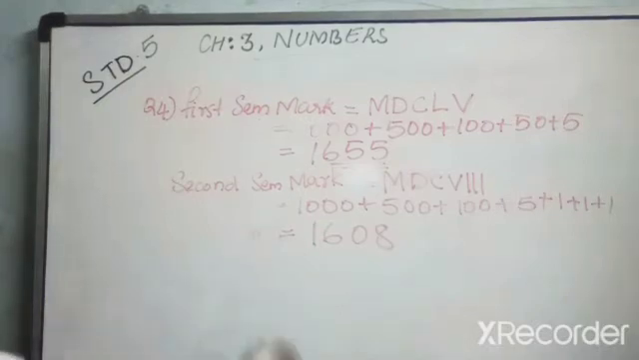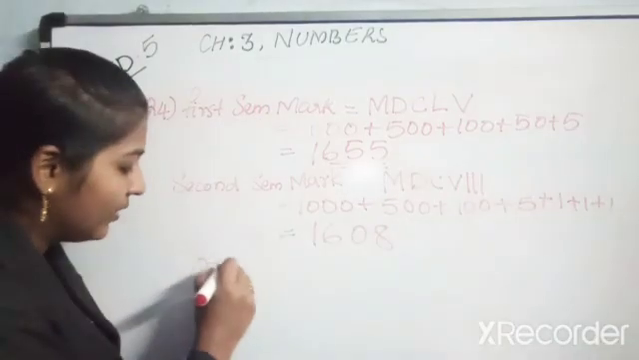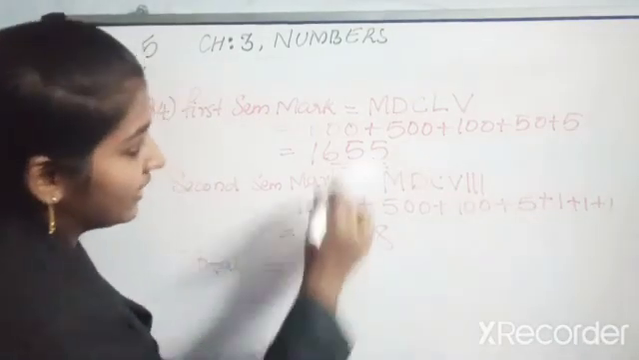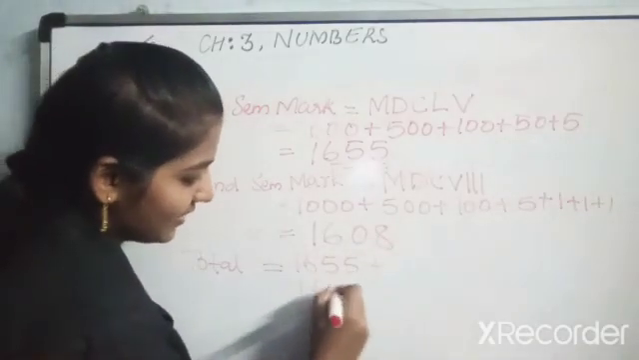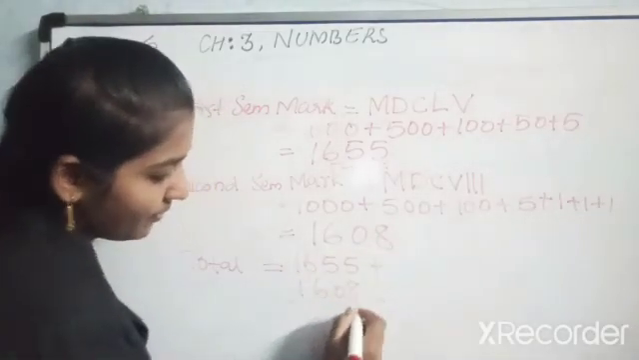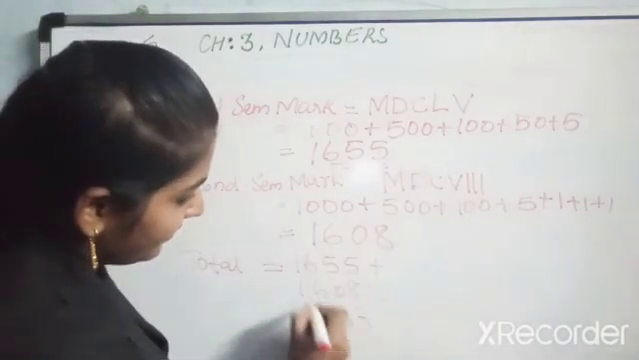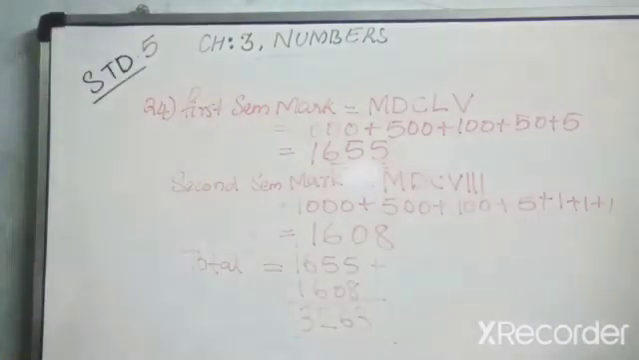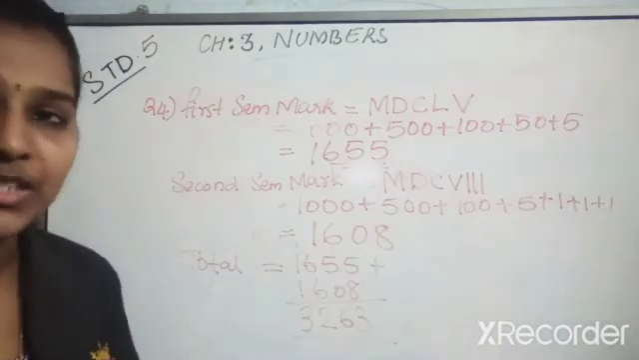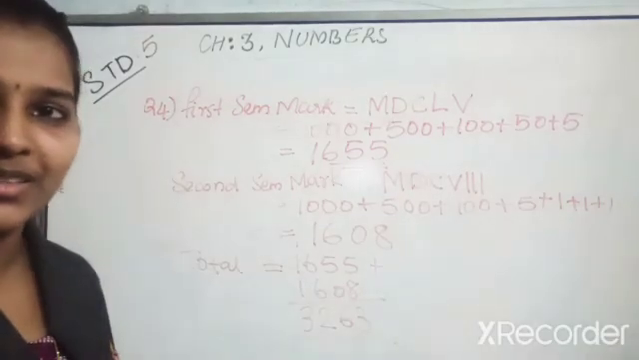So now we have to find out his total mark. Total mark is equal to, you have to add these numbers. That is 1655 plus 1608. So you will get the answer. That is 3263. The mark is 3263. Got it, children?